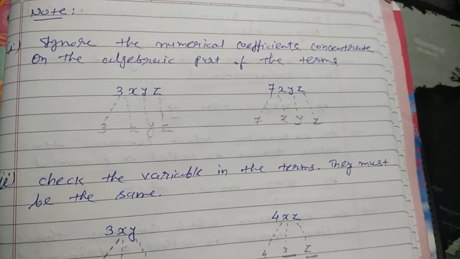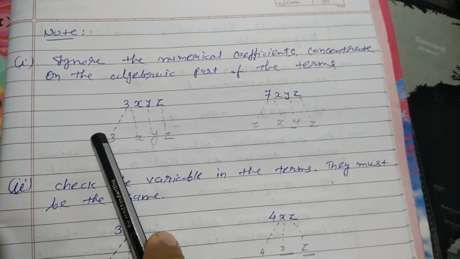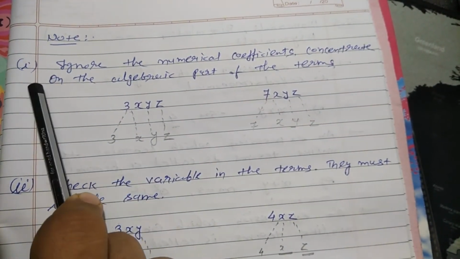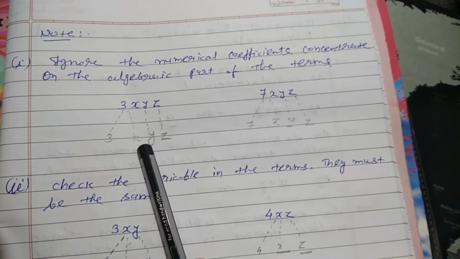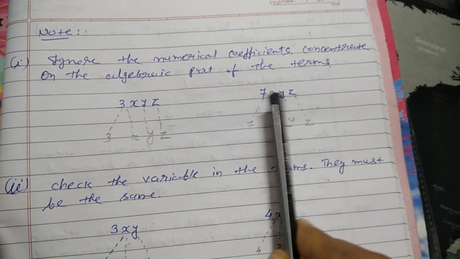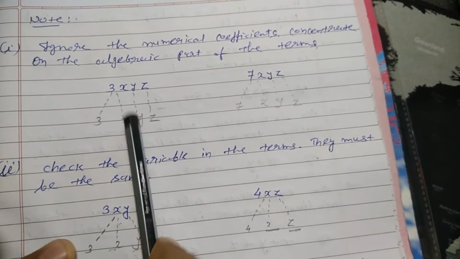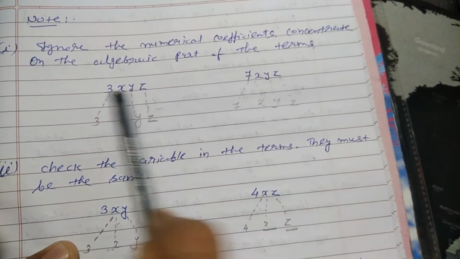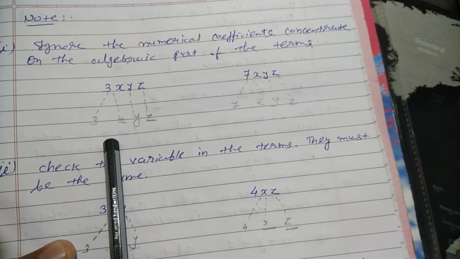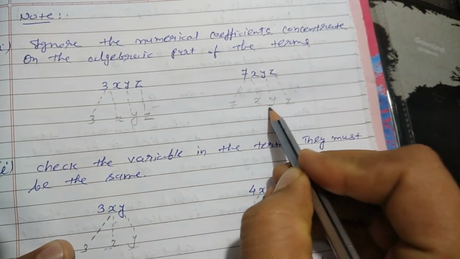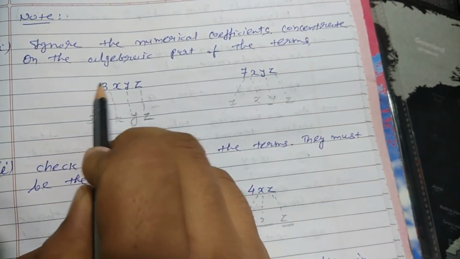Now you have to keep in mind some things when we find like terms and unlike terms. Number 1, ignore the numerical coefficient and concentrate on the algebraic part of the term. I have said earlier that in terms you have to concentrate only on algebraic factors, that means its variables. So here 3xyz and 7xyz, these two terms are there. Now we have to concentrate only on their algebraic factors, that is x, y and z, and here also x, y and z are algebraic factors. That's why these two are like terms. You do not have to consider their numerical coefficients.